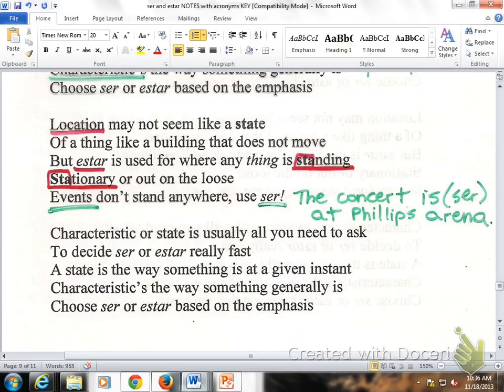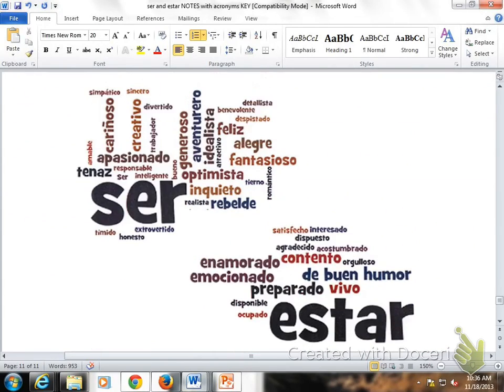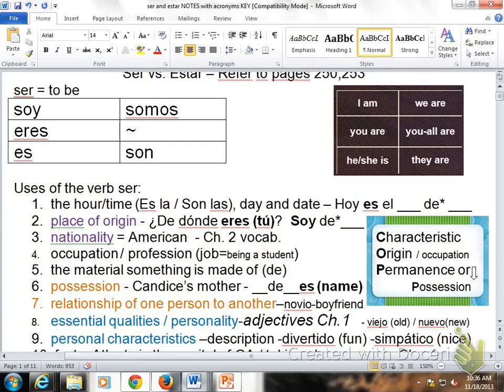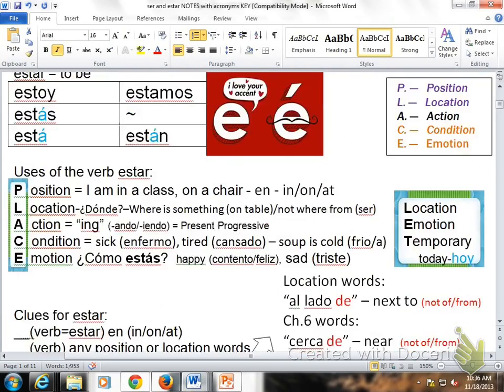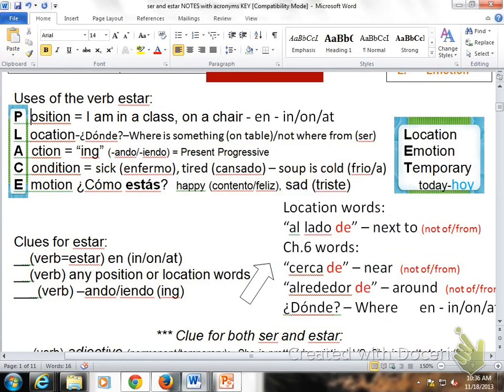And then we will actually get to the song tomorrow, and we'll start seeing why some of these words are, for said, you're usually going to use your adjectives. For estar, you're going to see some of these location words and different things. Questions so far?